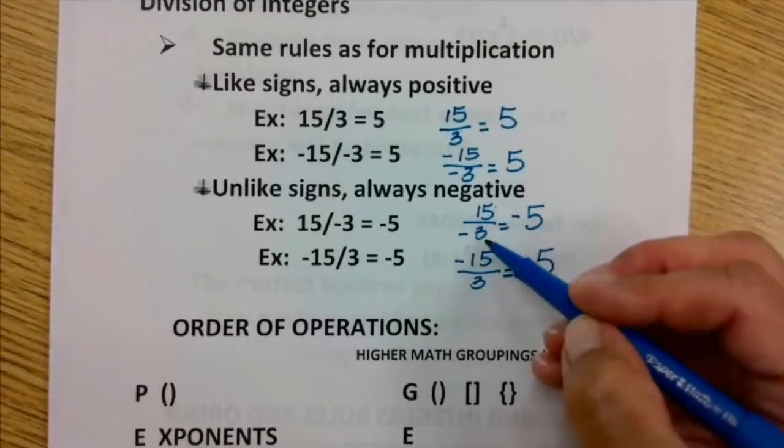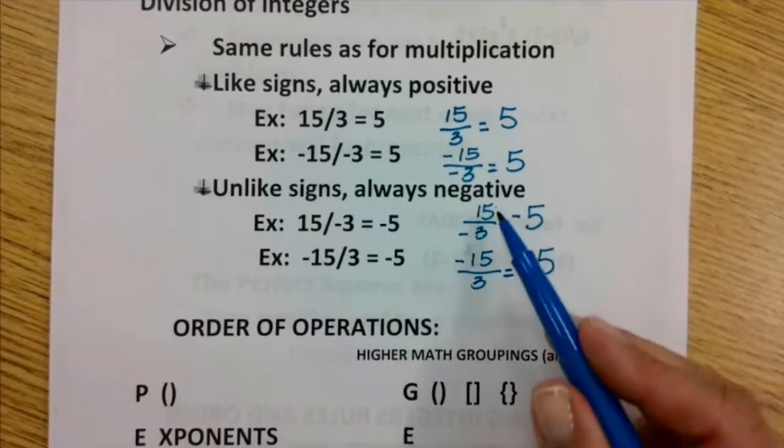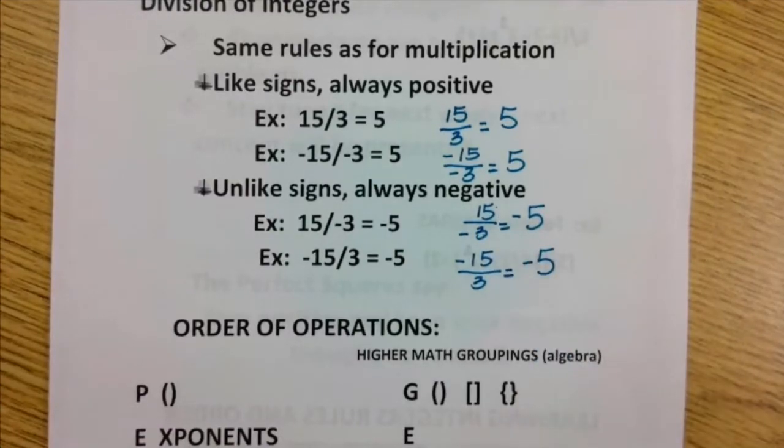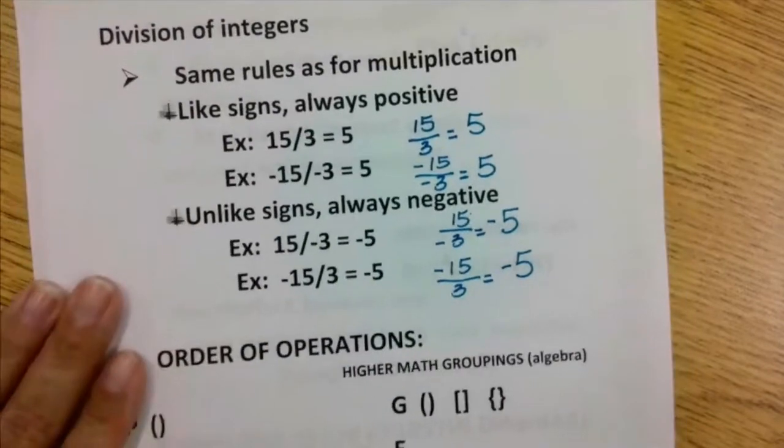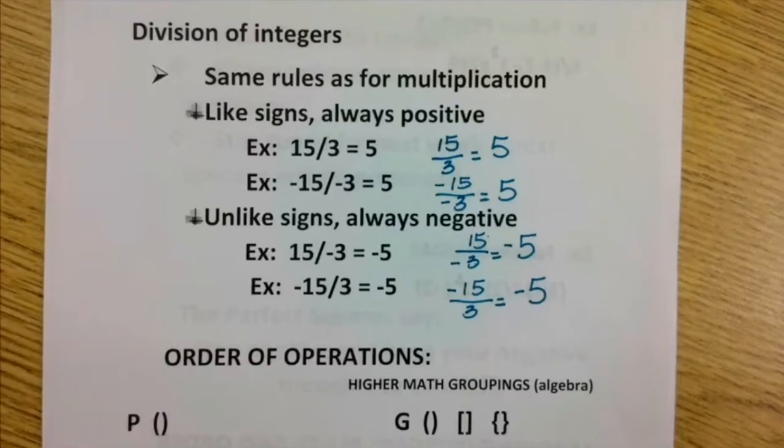As long as we have a negative sign, our answer is going to be negative when we're dividing a positive and a negative. All right, so just remember, when you're multiplying and dividing integers, your rules are the same for both, and you will not have any problems.